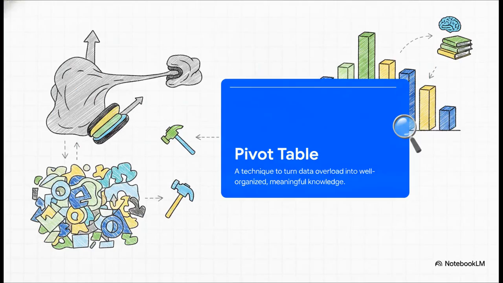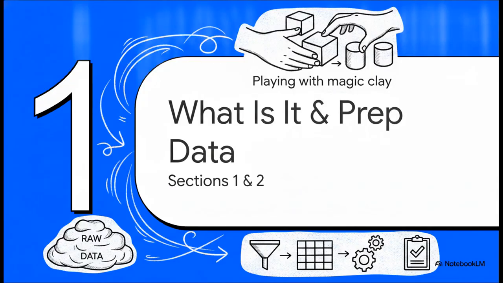So, the absolutely crucial starting point is understanding what a pivot table actually is. I like to think of it like magic clay. It's essentially a powerful technique that turns data overload into organized, actual knowledge. The best way to visualize it is that a pivot table lets you take a massive, rigid block of raw data and just mold it, smash it, and reshape it from a bunch of different angles until you find the exact summary you need. And the absolute best part? It does all of this without ever destroying or altering your original raw source data. It's totally risk-free.